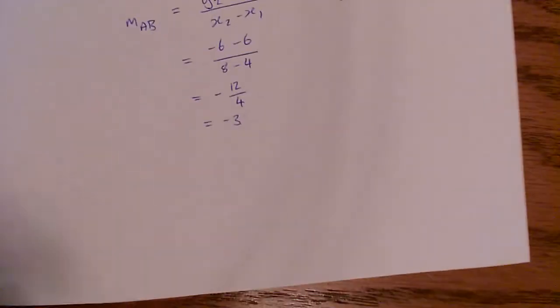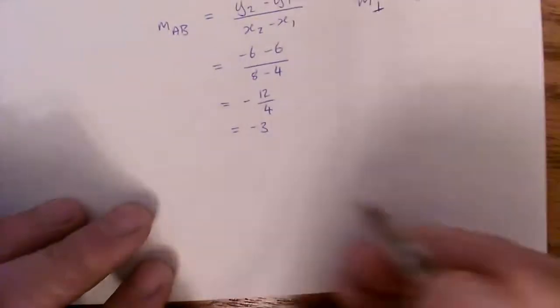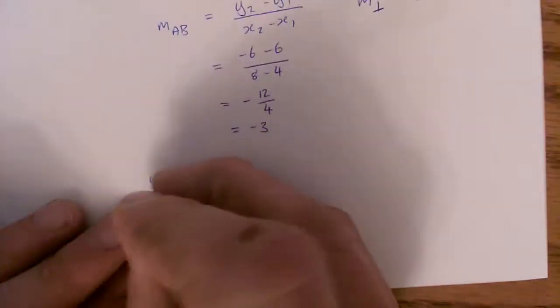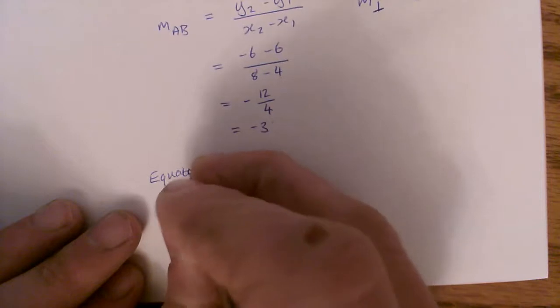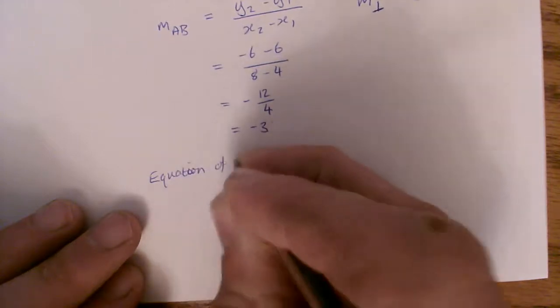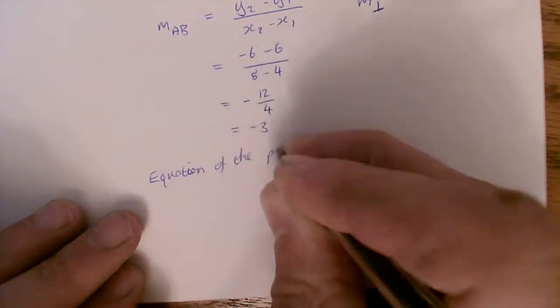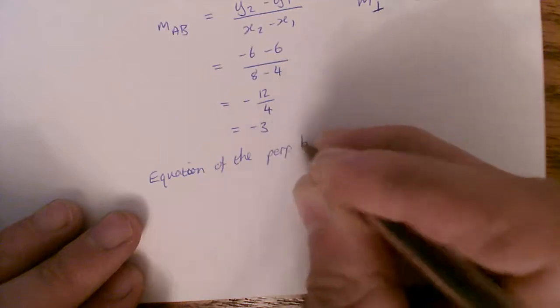Now, we are going to calculate, so we've got those two key facts. So this is the equation of the perp bisector.